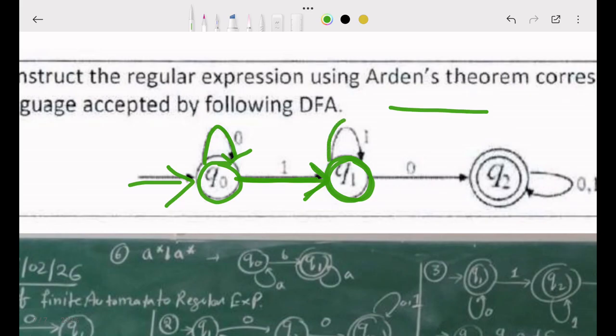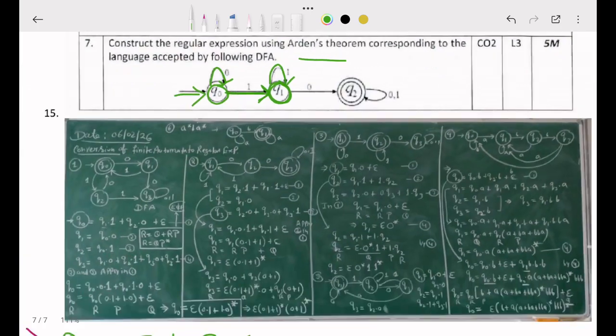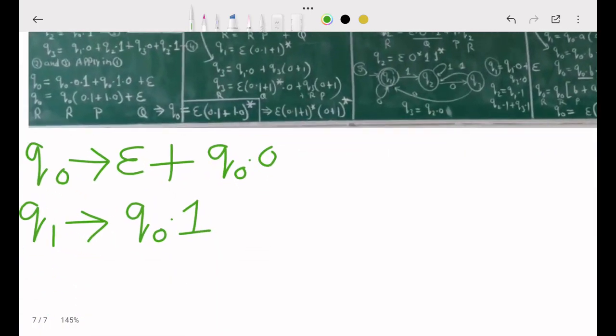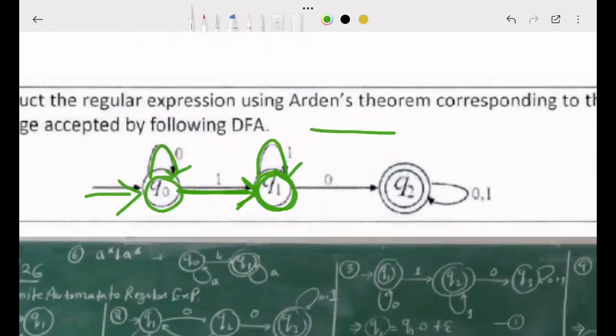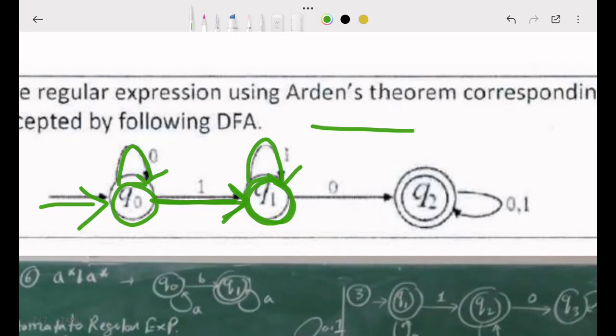Also I can reach Q1 if I am taking the self loop. Okay, and the input is 1. What is the meaning of this? I can reach either this, or I can reach Q1 also by the self loop. So by the help of Q1 also I can reach Q1, either from Q0 or from Q1 also.